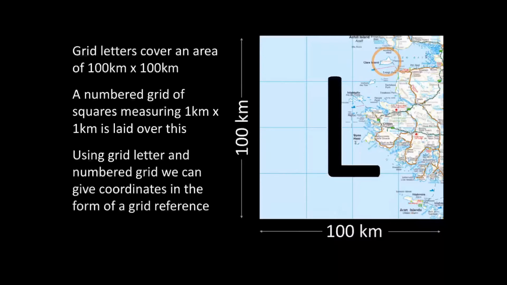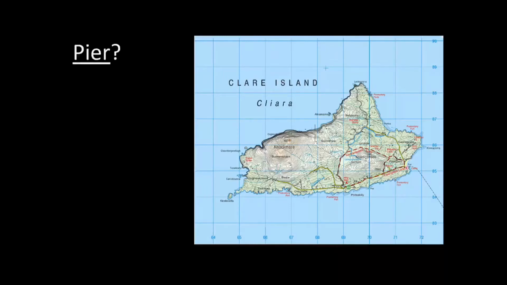reference. So we're going to take that grid letter with us and we're going to zoom in on Clare Island in the northeast of our map section here. So we're going to start with giving a 4-figure grid reference for the pier, which we're going to highlight there.